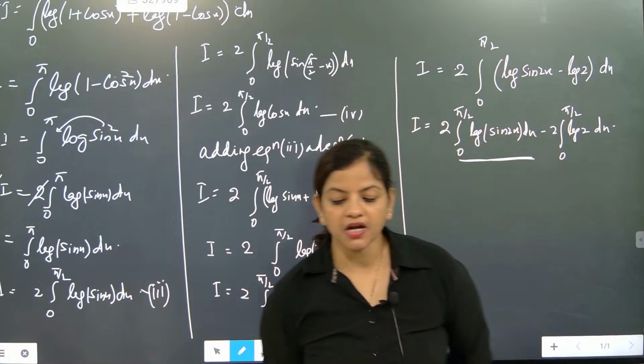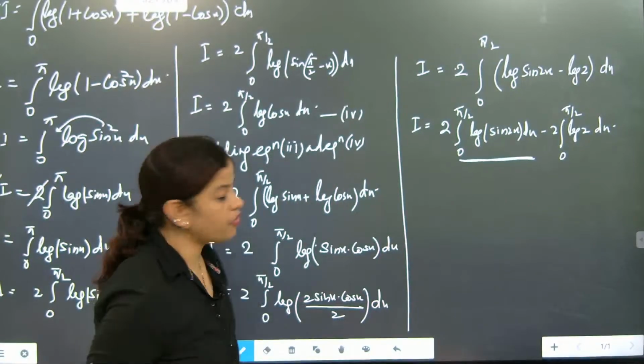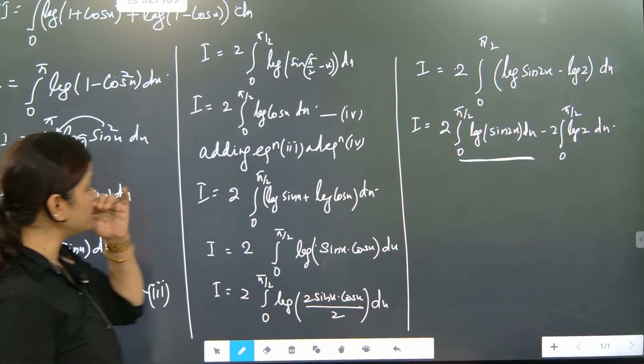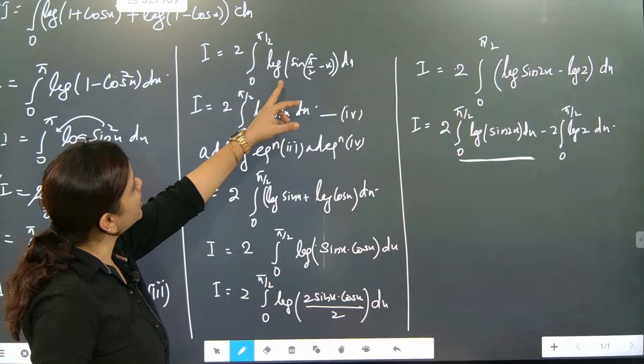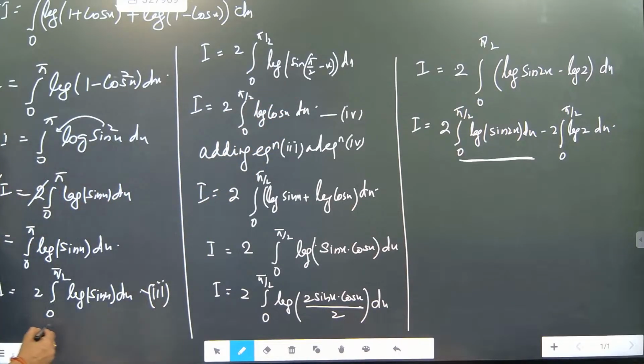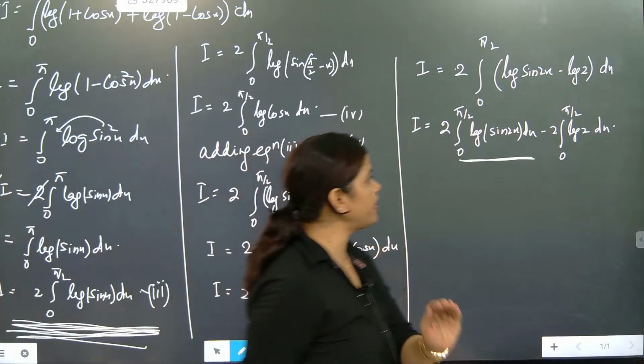See, very simple content from where you started. You started from here now. Log sin x. From here you started. Check this one out. This part is there now. This is I. Correct now? This is your I. This is equation 3. Now I am going to summarize and give you a final conclusion.